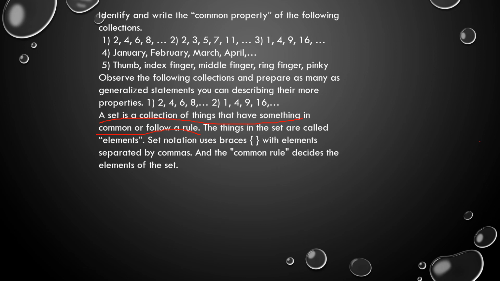If they don't follow a specific rule, or don't have a common property, then you cannot take it as a set. If you want to take it as a set, definitely they should follow a rule or they should have a common property. So now the most important line: the things in a set are called elements.